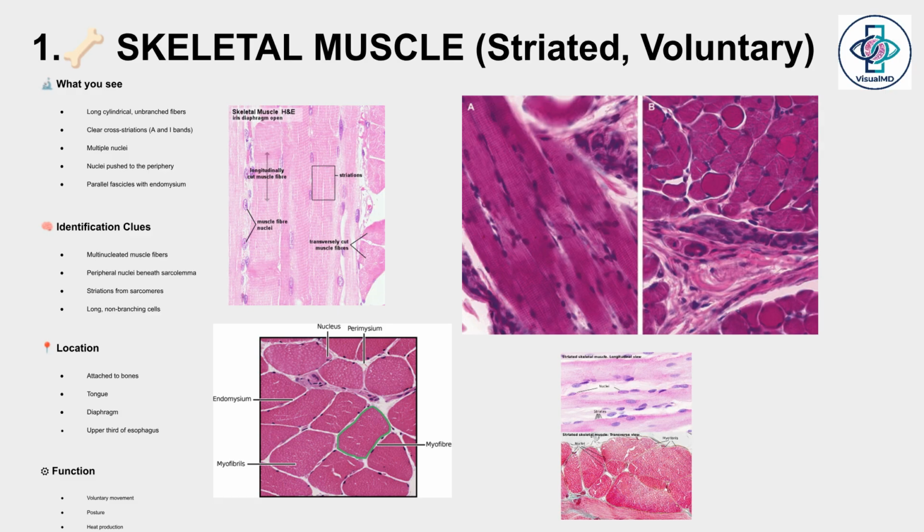Skeletal muscle is striated and voluntary, featuring long, cylindrical fibers with multiple peripheral nuclei. It allows for voluntary movement and is found attached to bones.